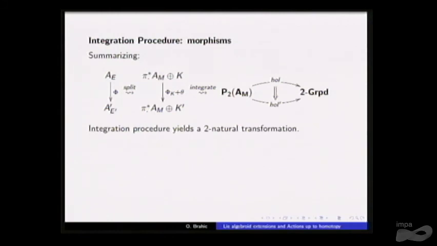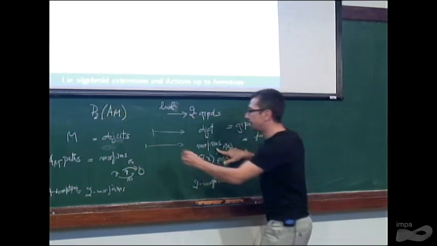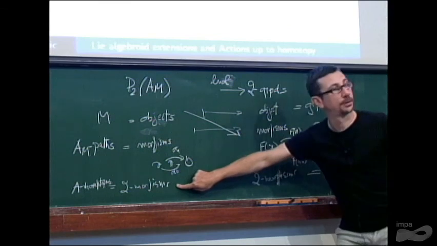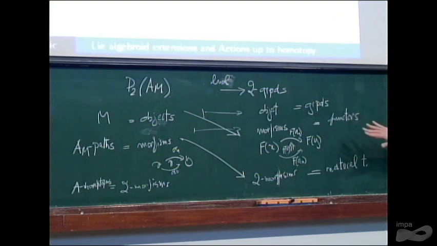So let me summarize again. You have the algebroid morphism between extensions over the same base. You split both sides. You split also the algebroid. And the integration procedure now gives you a two-natural transformation. Just to be short, you see that's a functor. A natural transformation goes from object to morphism. When you add up this extra layer, you can send morphisms to two-morphisms. So that's the idea.